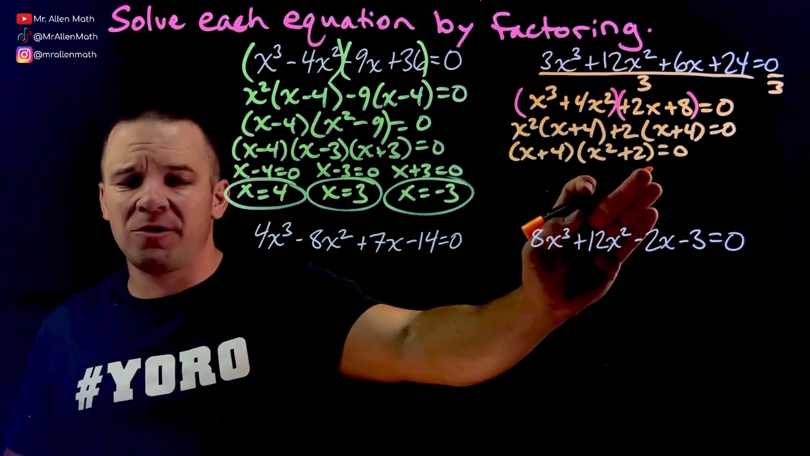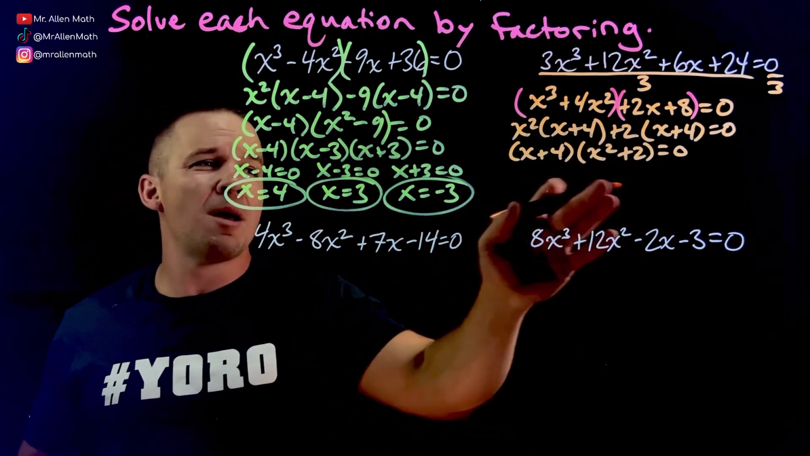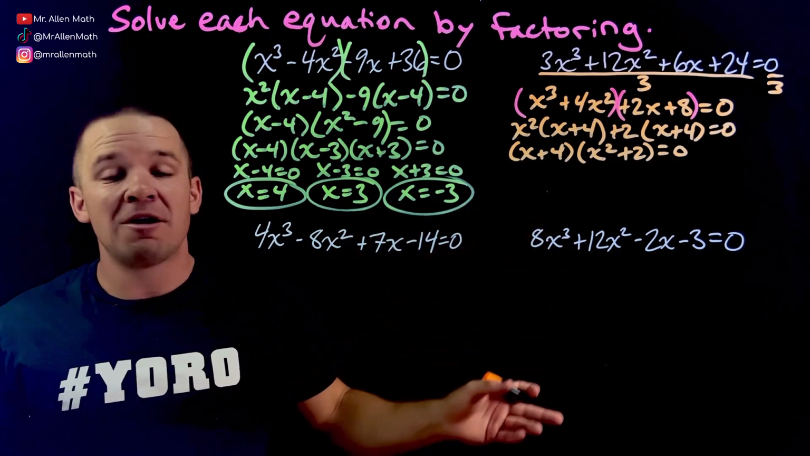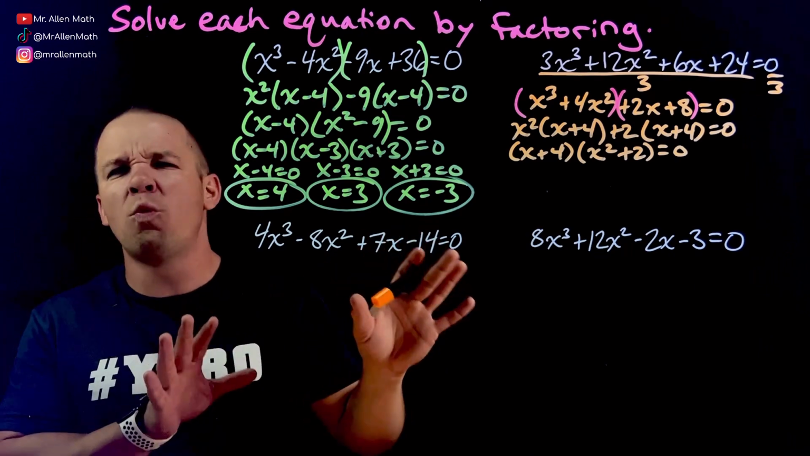Can I factor this any further? No. If it was a difference of two squares, like we had over here, then I could. But this one cannot be factored across the set of real numbers. All right, you can do it across a set of imaginary numbers, and it's a little odd. We'll get there another day.